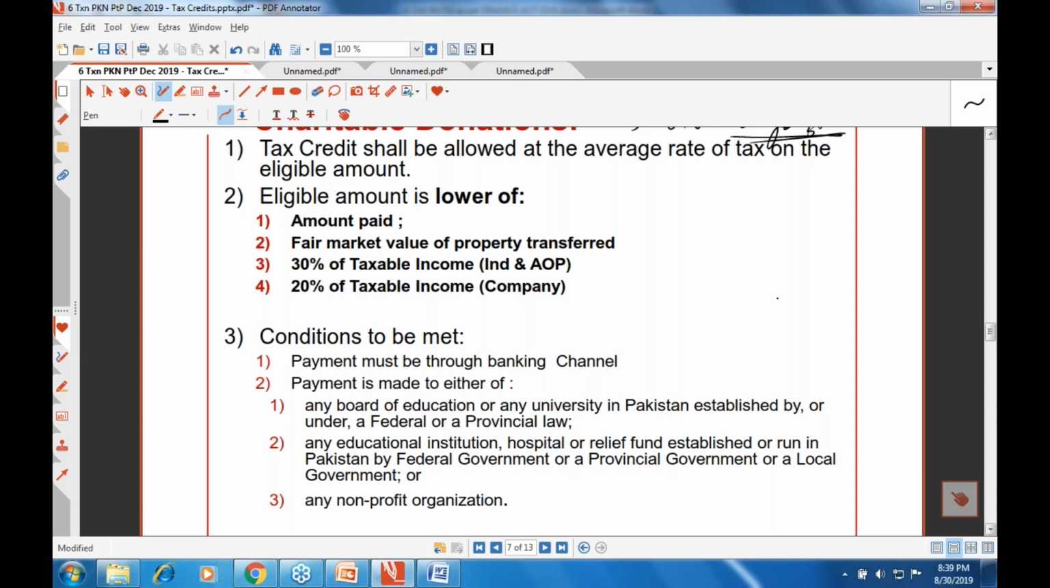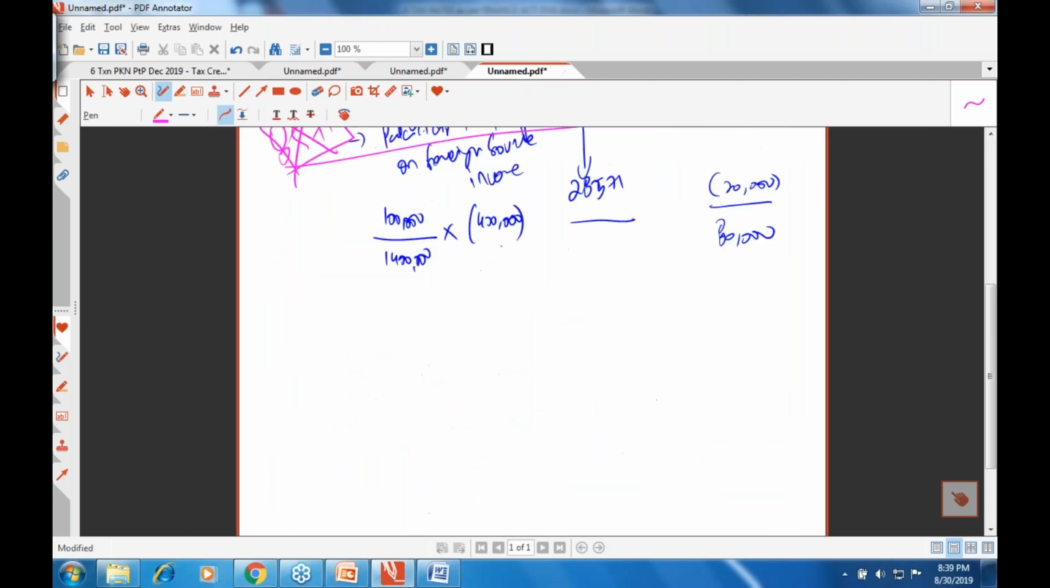Now, how? There is a tax credit that is allowed, and the tax credit is allowed at the average rate of tax, on the eligible amount. Now, what exactly is an eligible amount? What exactly is this average rate of tax? Let's try to understand this.